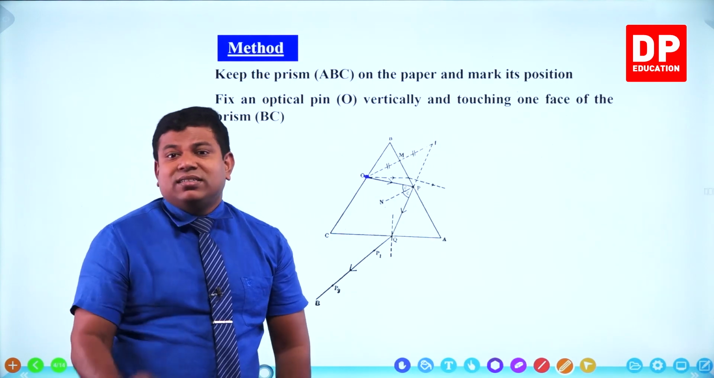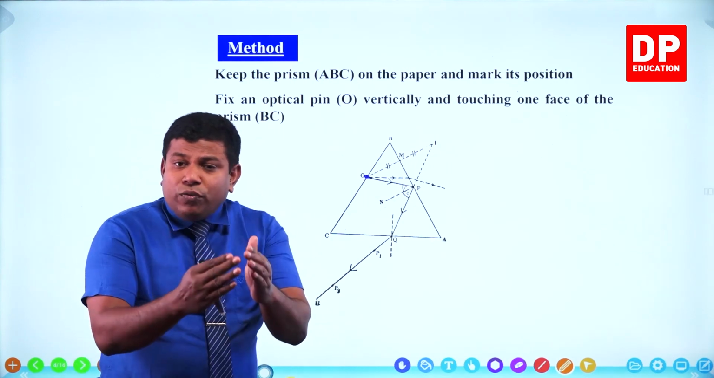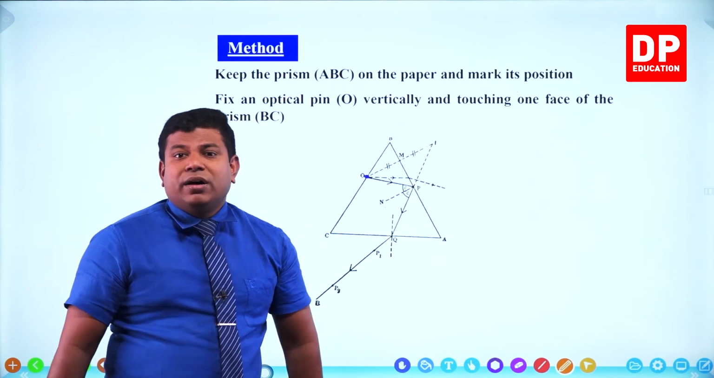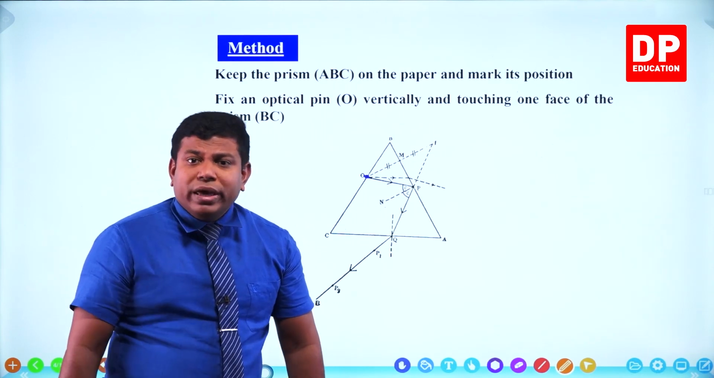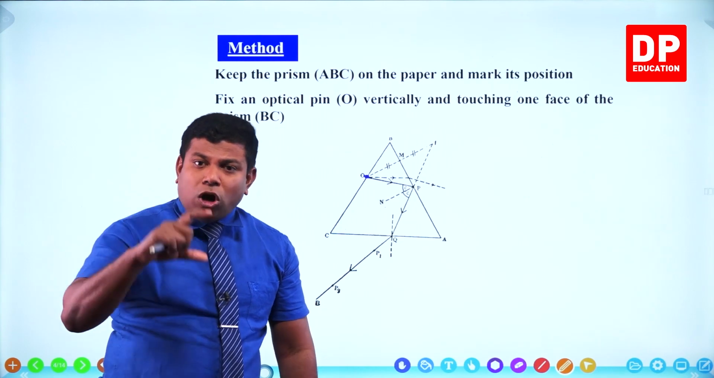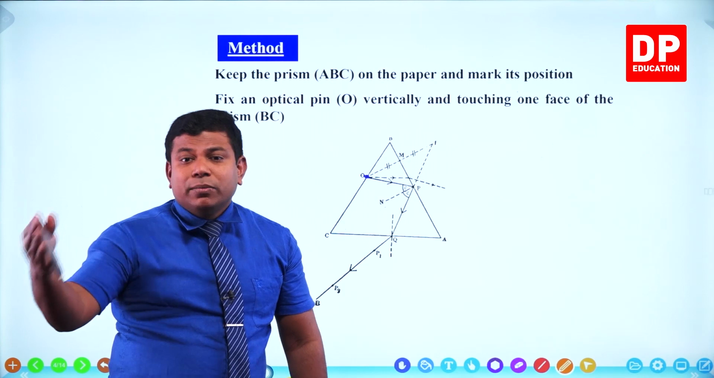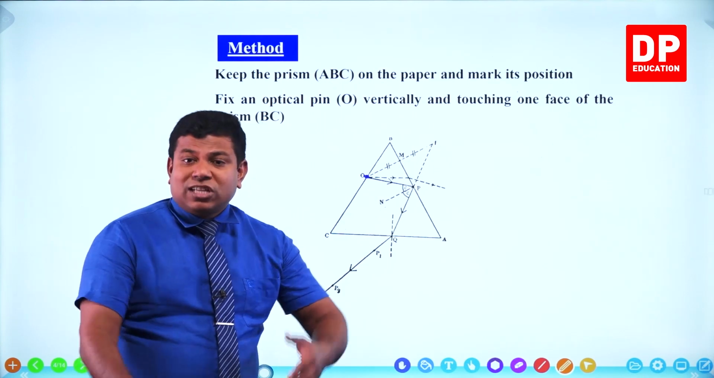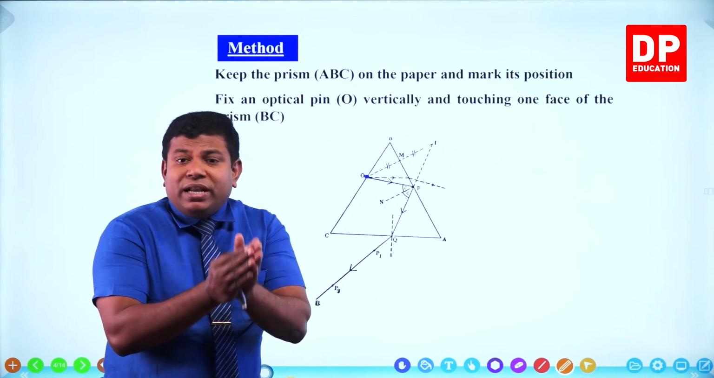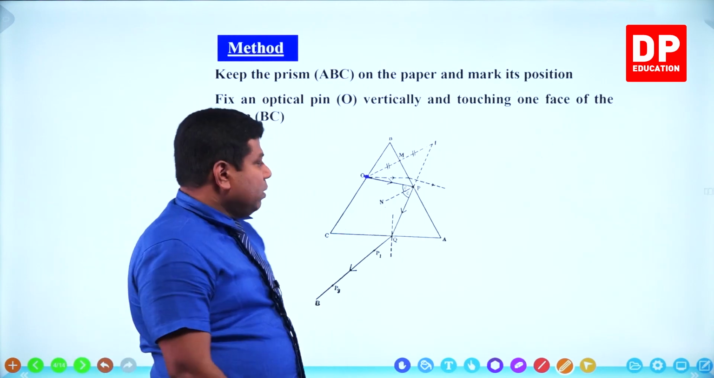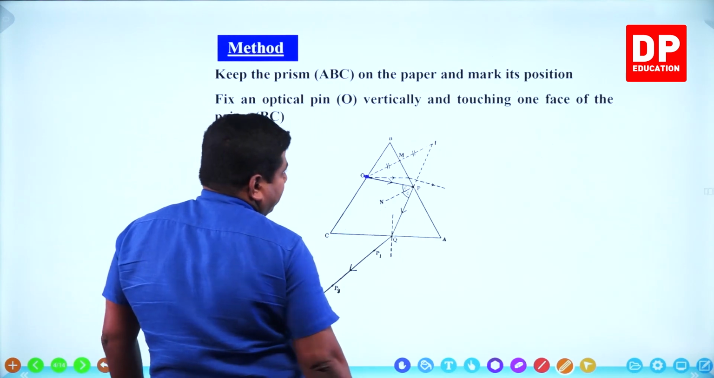Sometimes they have asked this in the exam: why do we have to cut this pin head? What would you do if the pin is shorter than the prism? Then you have to say you have to cut the pin head, remove it, and then fix the pin such that there is no space between the pin and the prism. Fix it there.